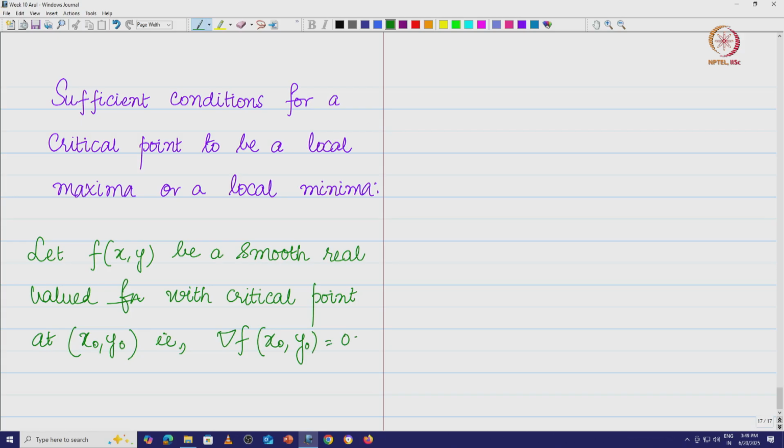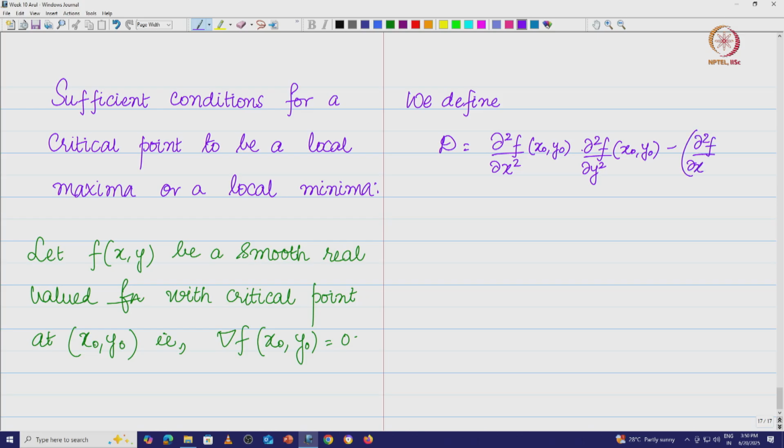What does this mean? That is, the gradient of f at x naught comma y naught is 0. Now we define d is equal to dou square f by dou x square at the point x naught comma y naught, into dou square f by dou y squared at the point x naught comma y naught, minus dou square f by dou x dou y at the point x naught comma y naught, the whole square. We are going to define d. Okay.